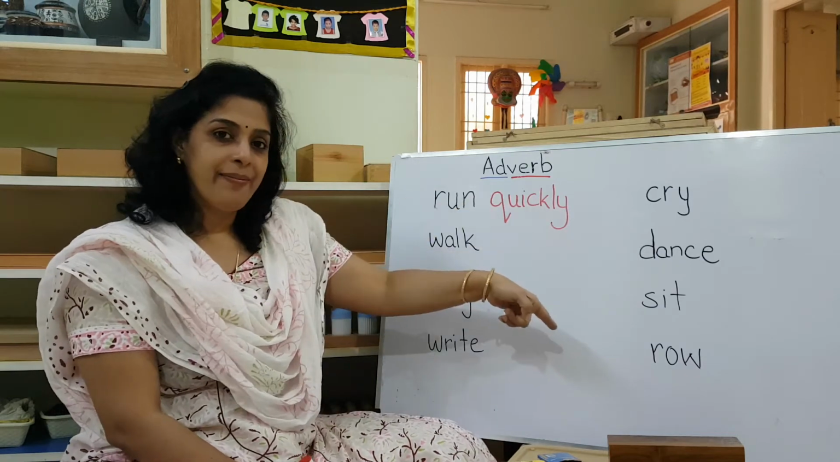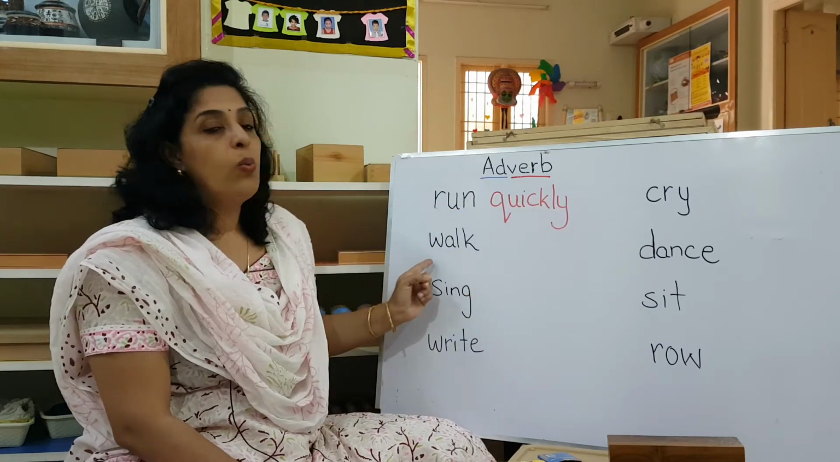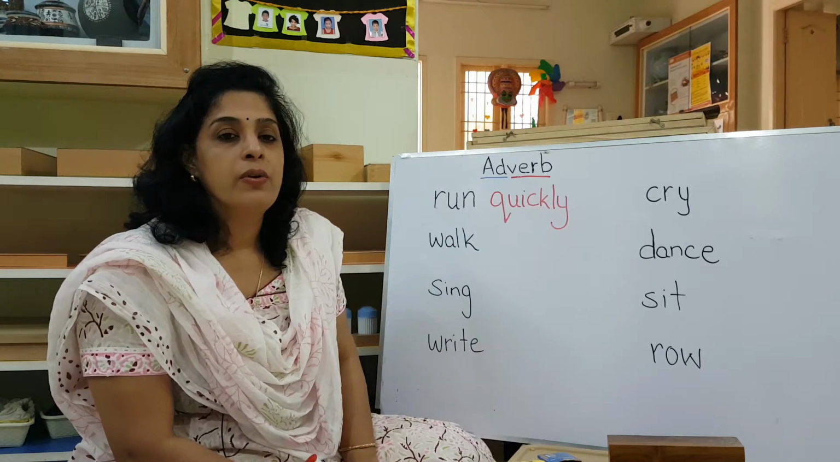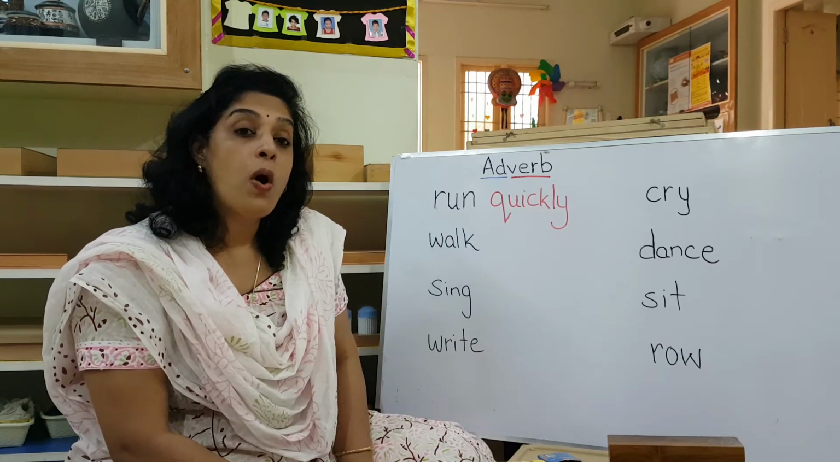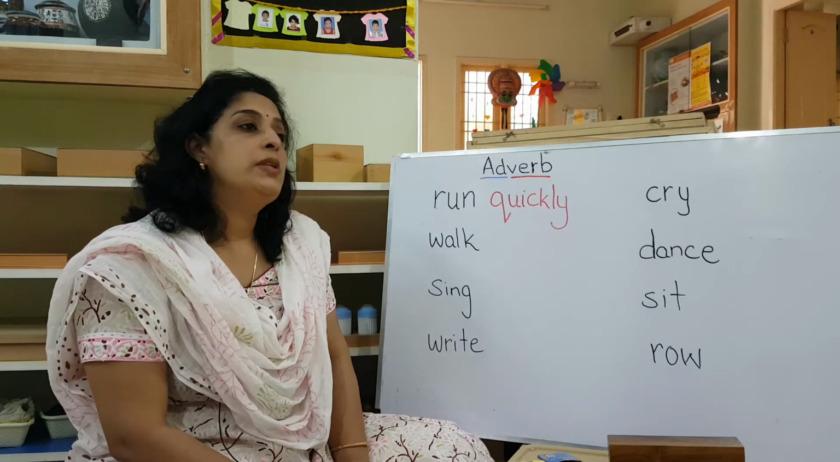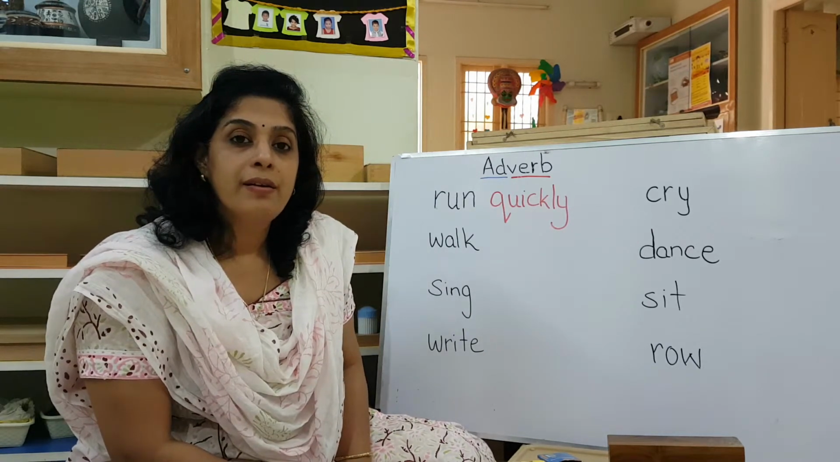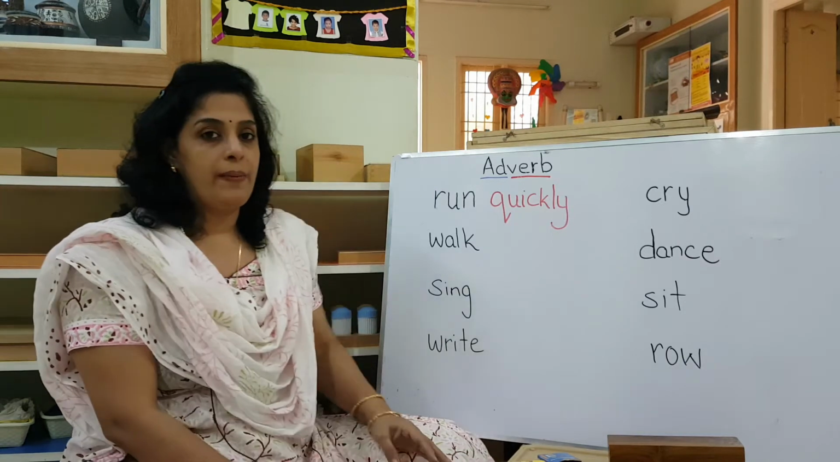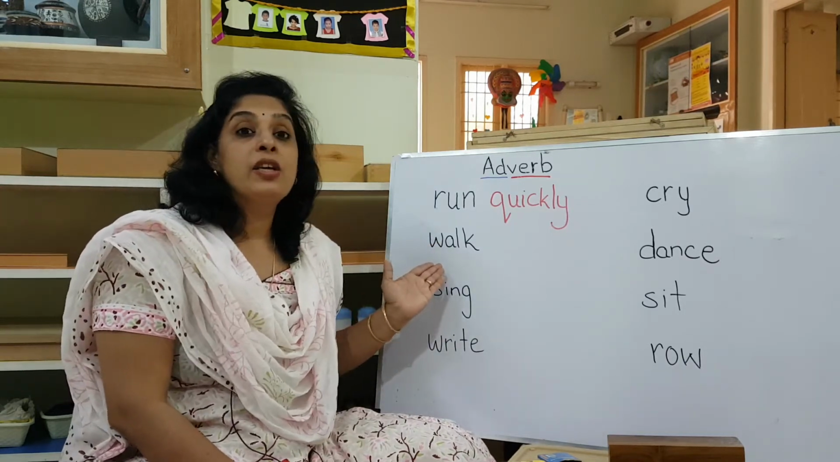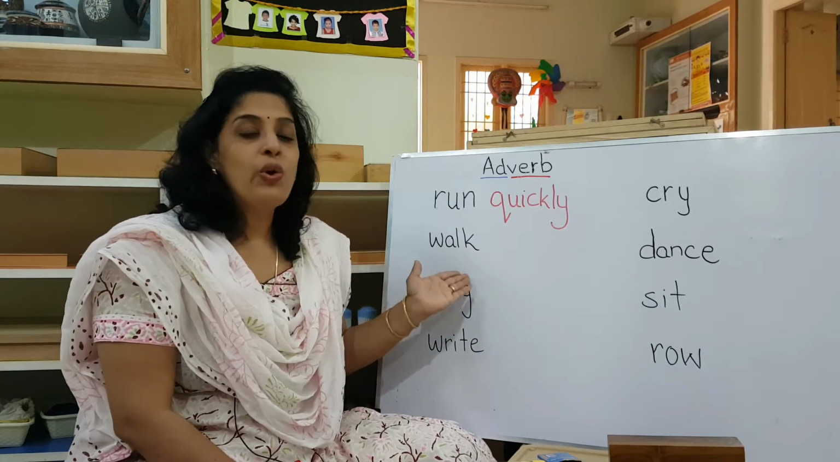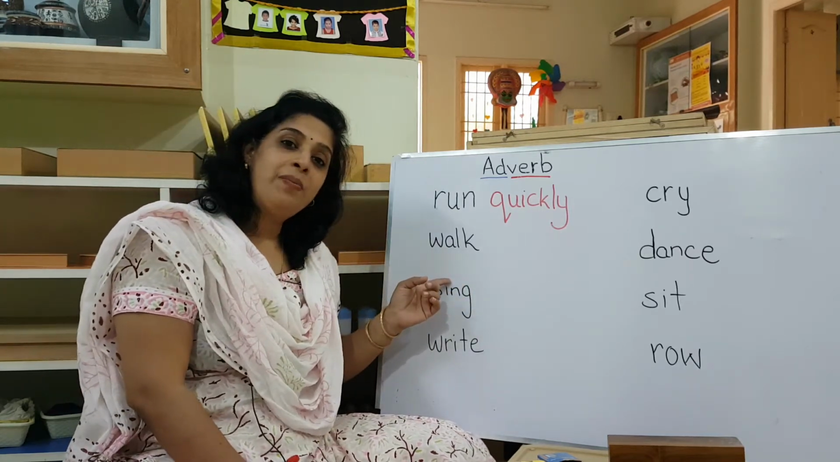Okay, run quickly. Next one, walk. Look at the sentence I am going to tell you. Will you all walk, or let me say, will you all walk slowly? Will you all walk slowly? Okay. Now how am I asking you to walk? Will you all walk slowly? So how should the action be?